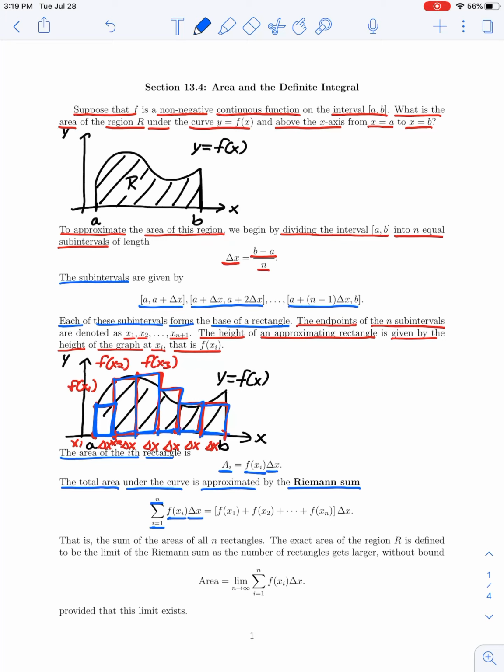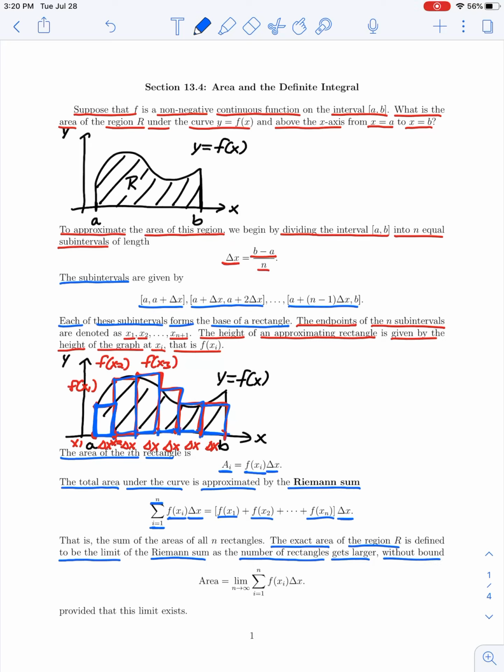So that would be the sum of the heights of my rectangles, f of x1, f of x2, up through f of xn, times the width of those rectangles, which are all delta x. So the exact area of this region R could be defined as the limit of this Riemann sum as the number of rectangles gets larger without bound.